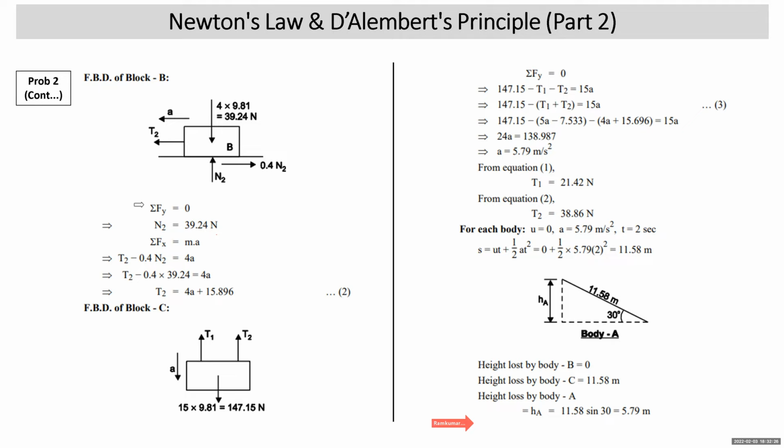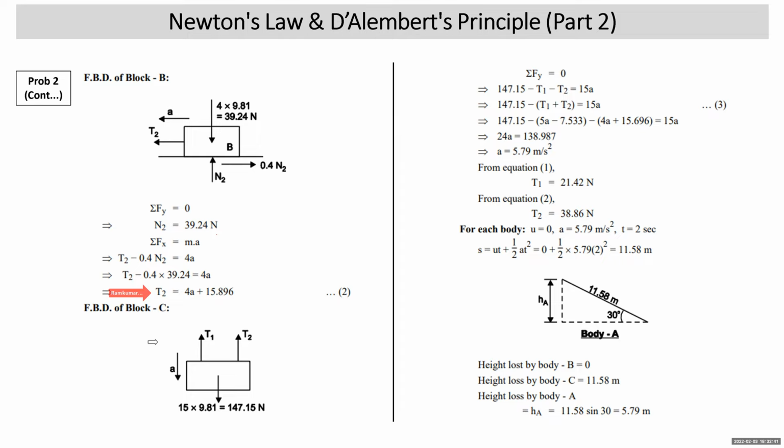Sigma Fy is equal to 0, so N2 is 39.24. Sigma Fx is equal to ma: T2 minus 0.4 N2 is equal to 4A, that is mass into acceleration. Then substituting the N2 value 39.24, T2 can be expressed as 4A plus 15.696.